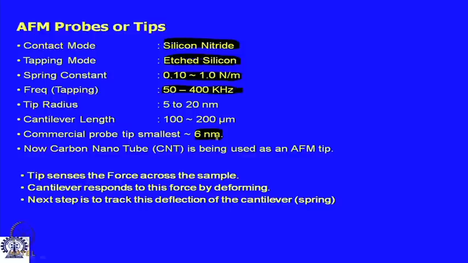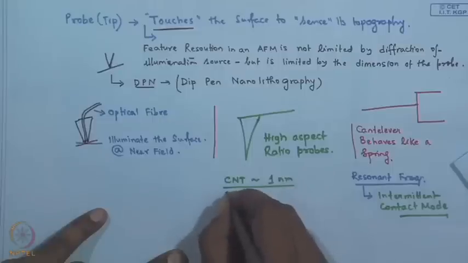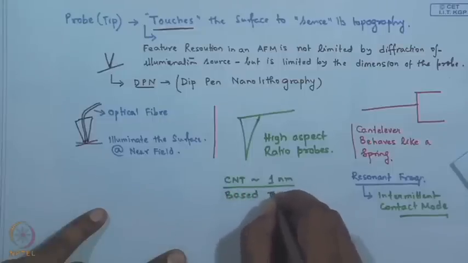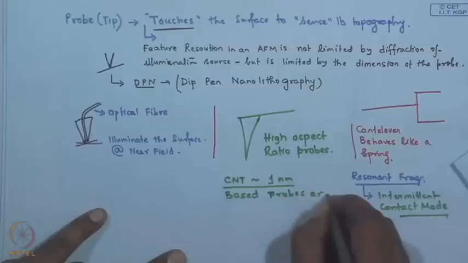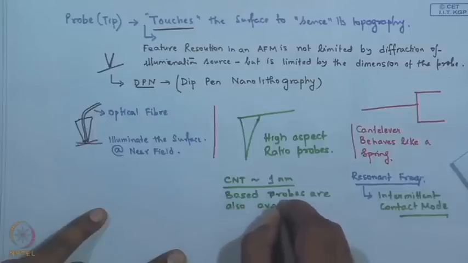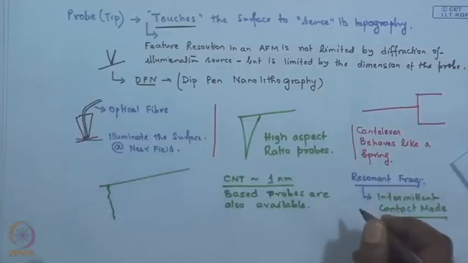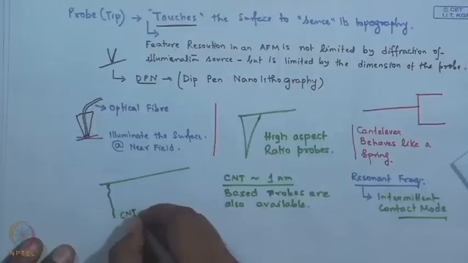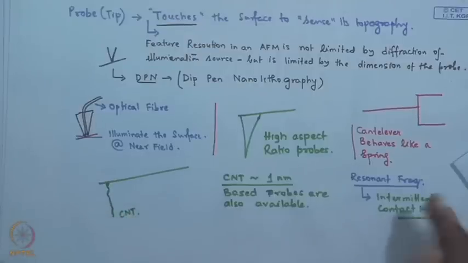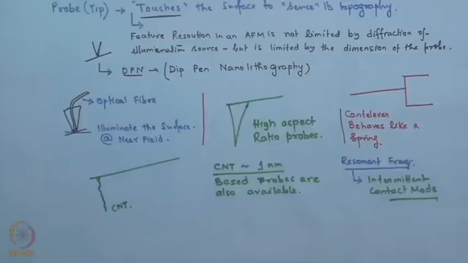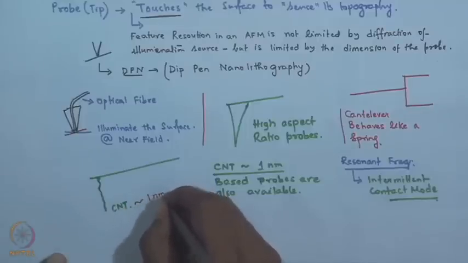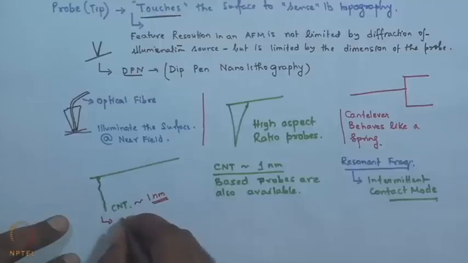Recently, carbon nanotube based tips, with diameter of the order of 1 nanometer, slightly higher or lower, are also available now. So, one has the cantilever, and then instead of the etched silicon or silicon nitride probe, it's attached to one single carbon nanotube. This is a very recent product, coming for the last 2 to 3 years, I guess. And since the carbon nanotube has a diameter of close to 1 nanometer or slightly less, this results in a vast improvement in the lateral resolution.